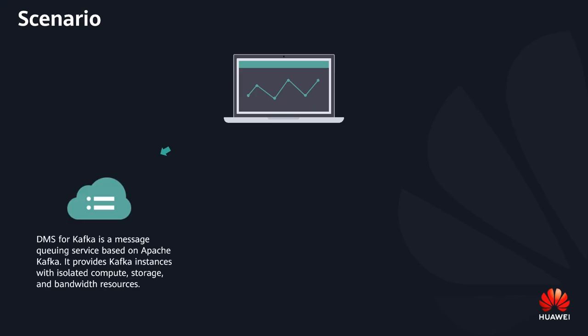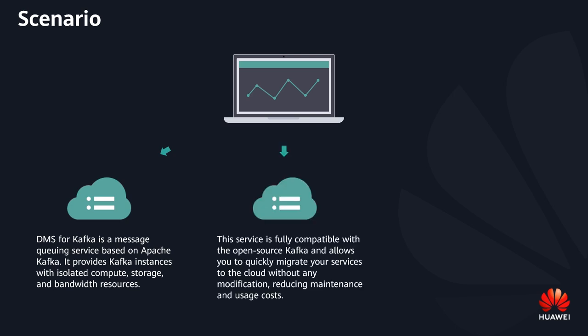Distributed Message Service (DMS) for Kafka is a message queuing service based on Apache Kafka. It provides Kafka instances with isolated compute, storage, and bandwidth resources. This service is fully compatible with the open-source Kafka and allows you to quickly migrate your services to the cloud without any modification, reducing maintenance and usage costs.